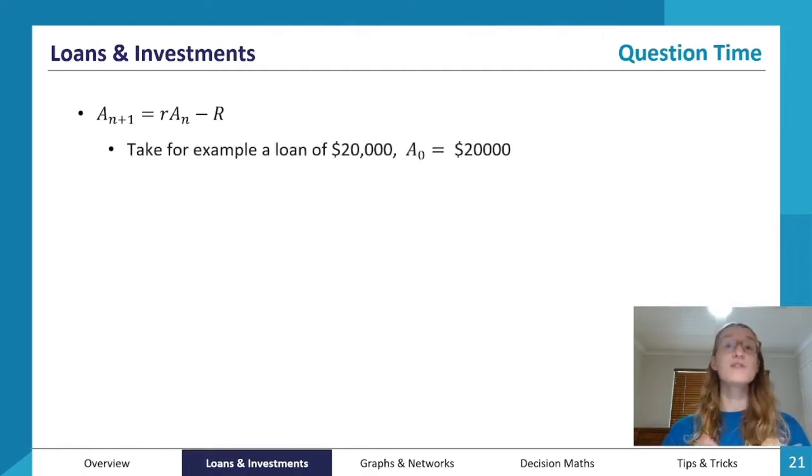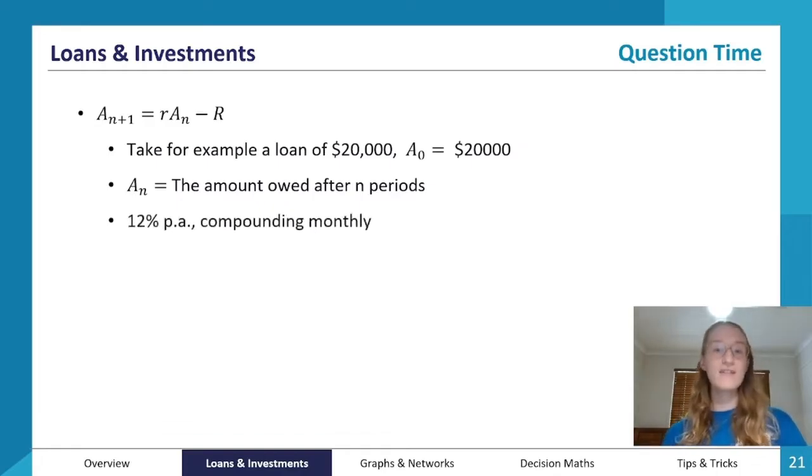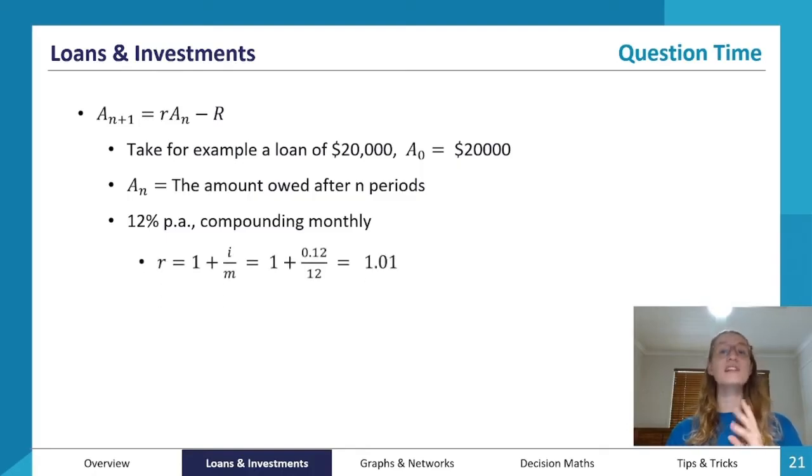So there's our formula. Take, for example, a loan of $20,000. The initial value of this loan is $20,000, and AN is still the amount owed after n periods. In the case of this loan, they are being charged 12% per annum, which is a lot of interest, and that's compounding monthly. So this person is going to want to pay off their loan as quickly as possible so they don't have to pay as much interest, because the longer you leave your loan unpaid, the more time the bank or the lender has to charge you interest.